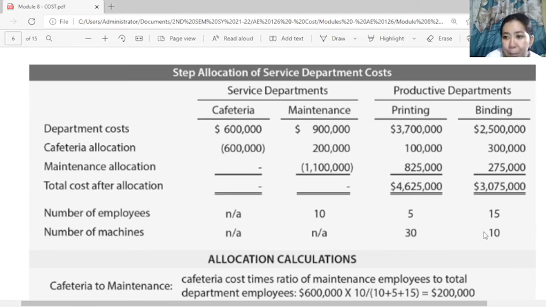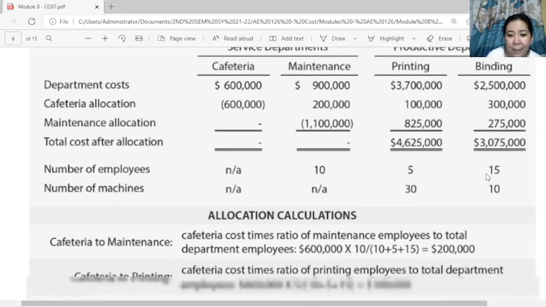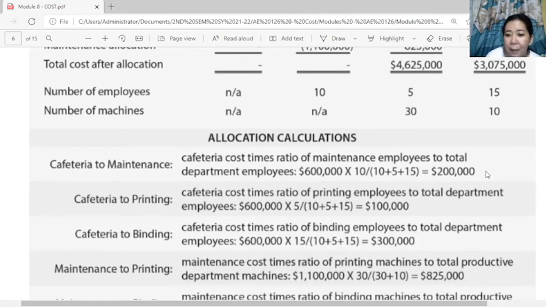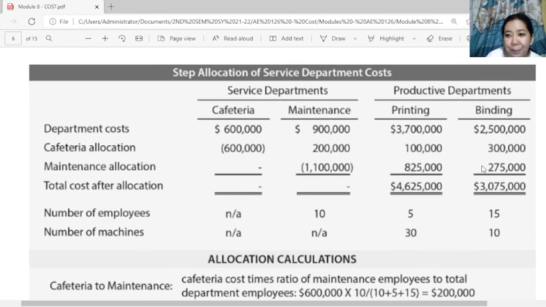And for binding, that's 10 divided by 40 times 1,100,000, so that's 275,000. This is how we allocate the service departments' cost to the productive departments respectively.